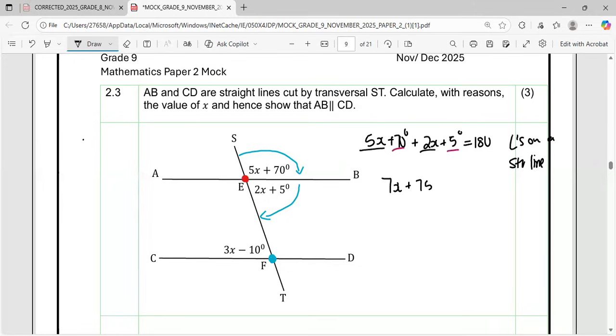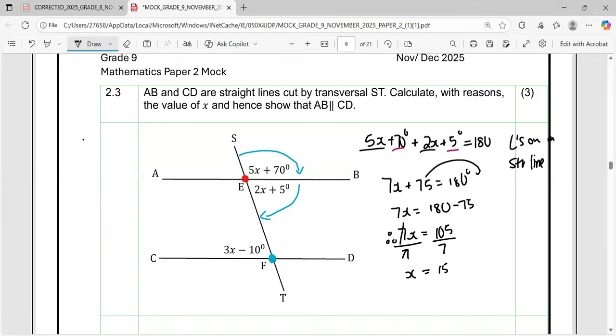We take them to the other side. We're going to have 7x equals 180 minus 75. How much is that? It is 105. Yes, sir. So our x is how much? 105 divided by 7 gives you 15. So our x is 15, right? But remember, it only means that our x is 15.